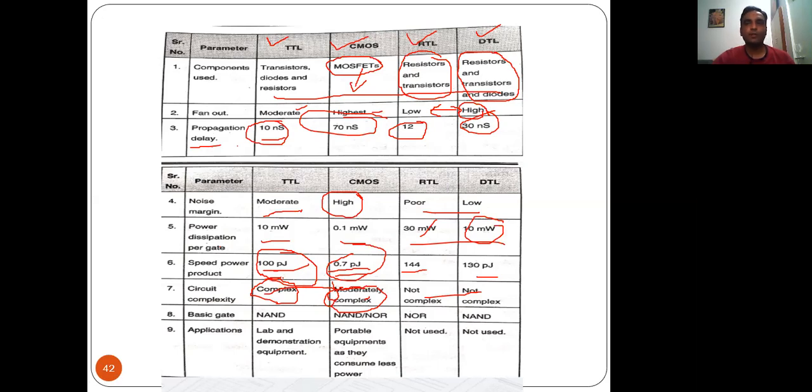So friend, this is about that chapter of the logic gates and logic family. So we are ending this chapter over here, and we will see about the CMOS, you can say basic logic gates explanation of the CMOS after the chapters of the FET.